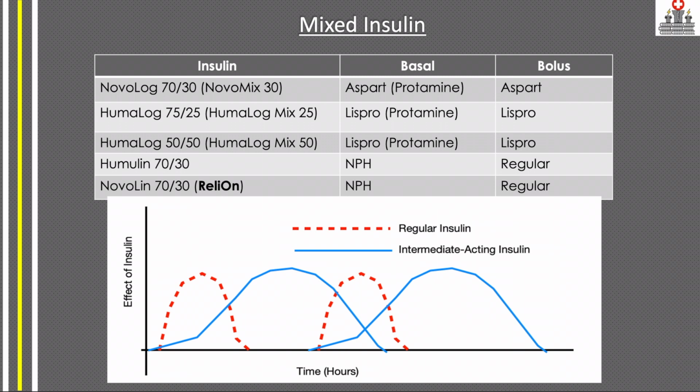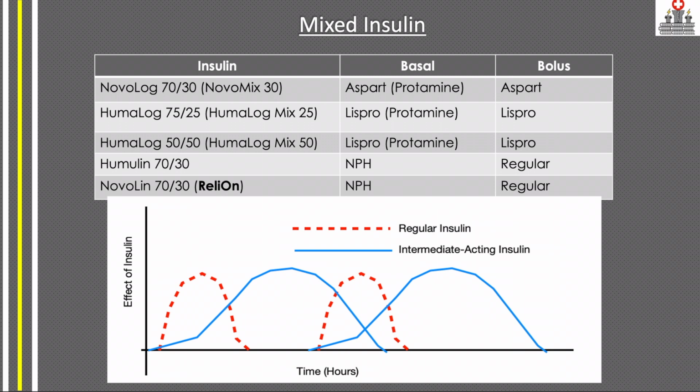There's one other thing I'd like to discuss before we end off, and that is something called mixed insulin. It's not recommended to be used in type 1 diabetes because it's a fixed set of an intermediate or long-acting insulin and a short rapid-acting insulin. As we can see, there's multiple examples on the screen.